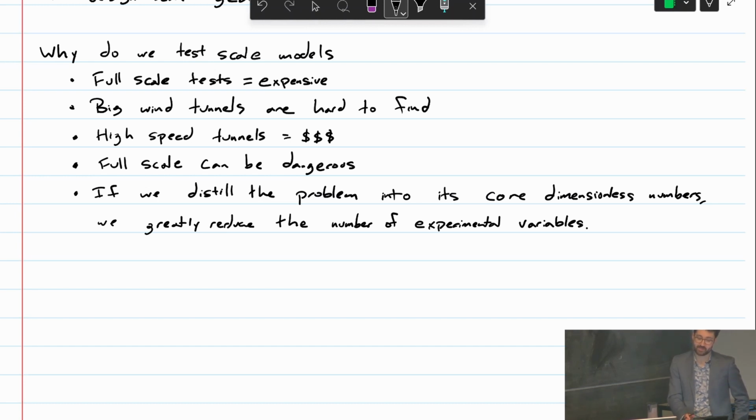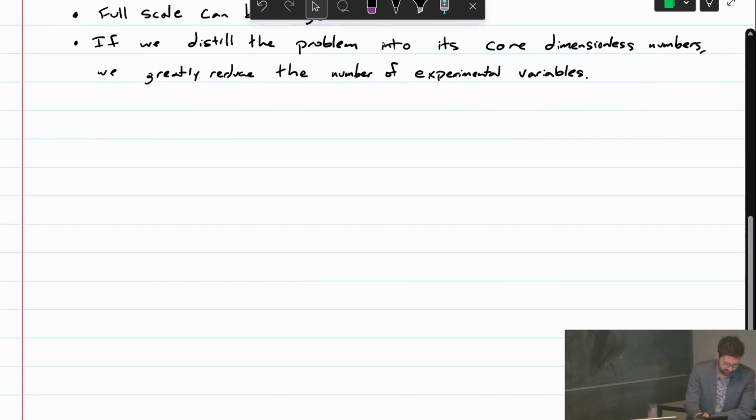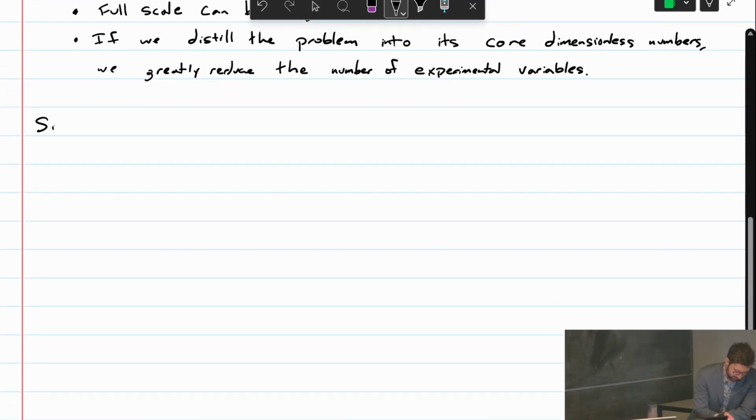We're not going to do that in this lecture, but later on I'll give you the Buckingham pi theorem, which is about how to take a problem that's a function of so many different variables and figure out which key dimensionless numbers apply to that. Okay, so now we'll talk about similarity.